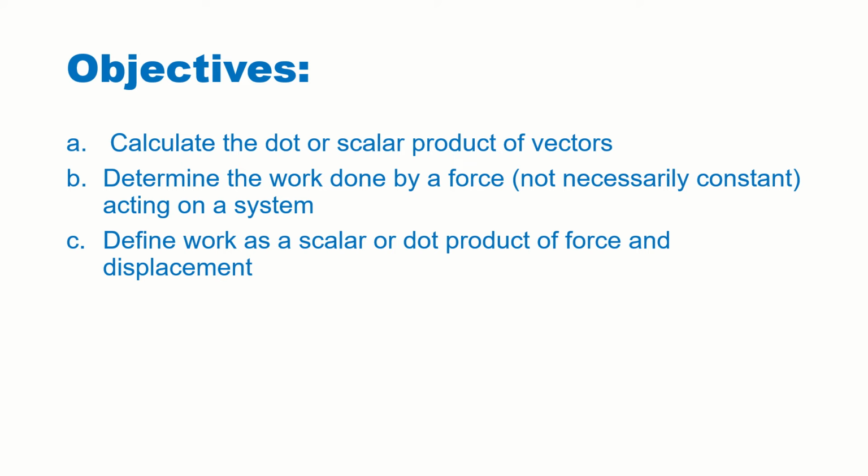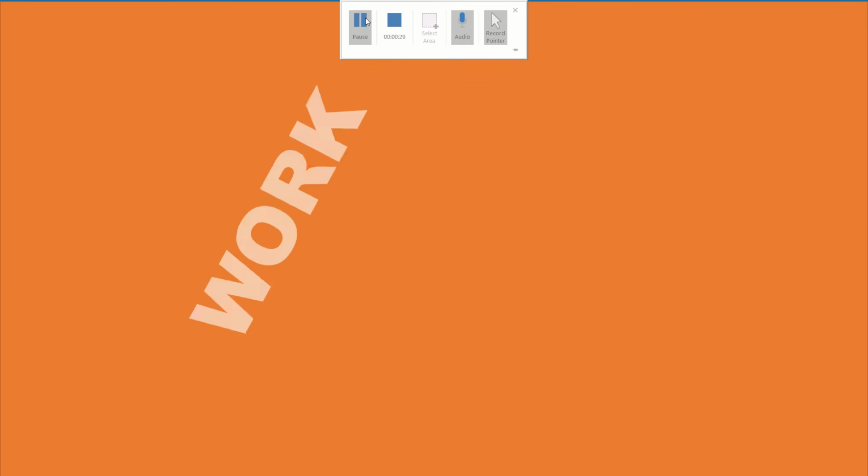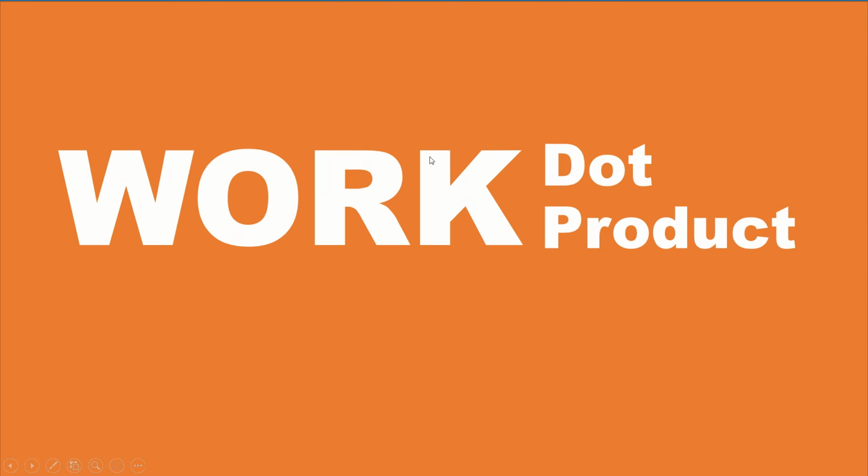We have calculated dot or scalar product of vectors, but definitely we'll just be discussing what's the difference between dot and cross products. Determine the work done by a force, and define work as a scalar or dot product of force and displacement. Okay. So work is basically a dot product.